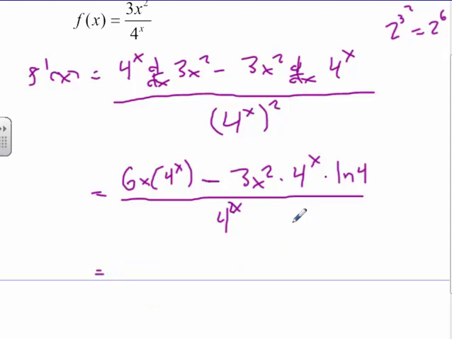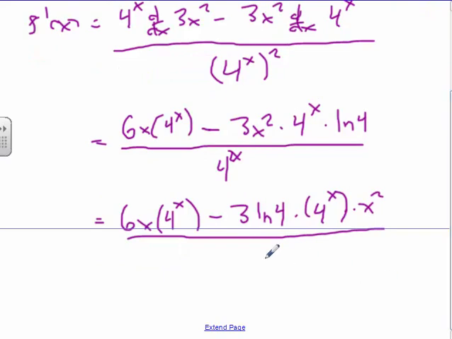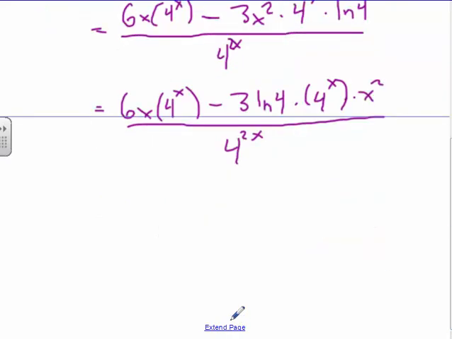What I could do here is maybe take this ln 4 and throw it more towards the beginning. So I could go 6x, 4 to the x, minus 3 ln 4 times 4 to the x times x squared. I could do something like that, just to make it really clear how all these things fit together. But I actually have a way better idea here, because I want you to notice these.